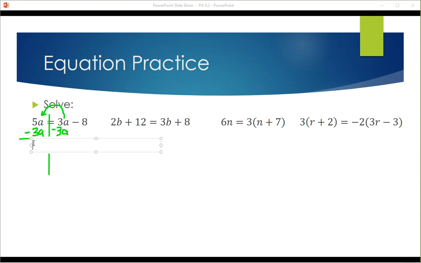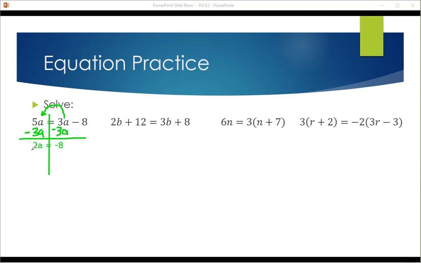So when I do that, 5a minus 3a is going to give me 2a is equal to the 3a minus 3a canceled out. So I'm just going to have a negative 8. That allowed me to move that 3a over there to the same side with the 5a so that I could combine those terms. But I can't just put it together. That's why I had to subtract it.